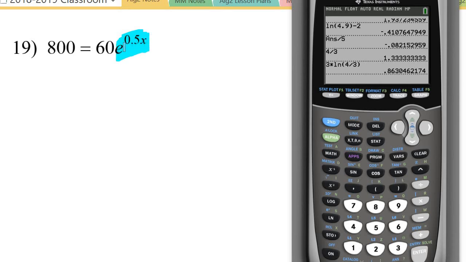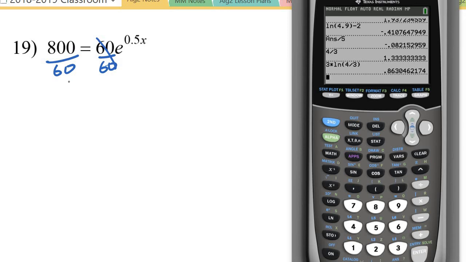So we get it by itself. We get rid of the 60, we get rid of this 60, and I think that's all we need to get rid of right now. So we're going to divide both sides by 60. Let's divide both sides by 60, like so, divided by 60, divided by 60, and this is gone.